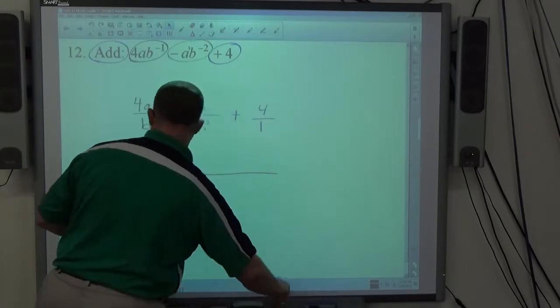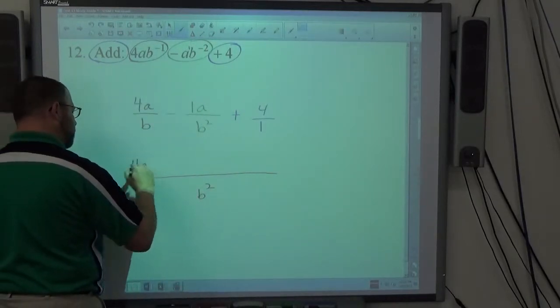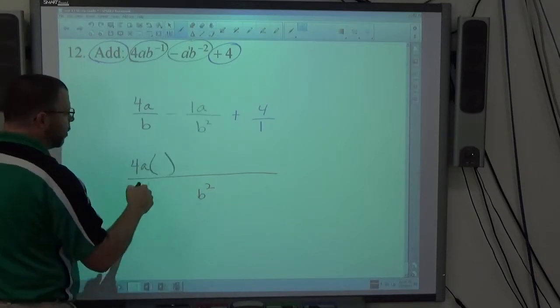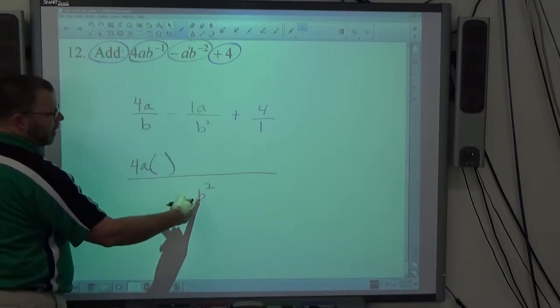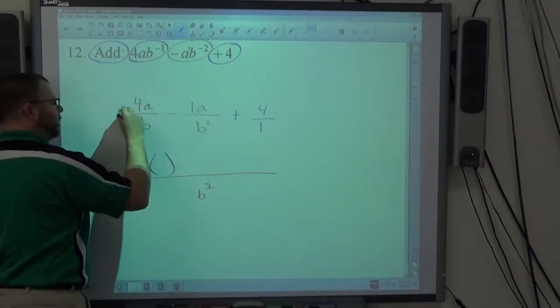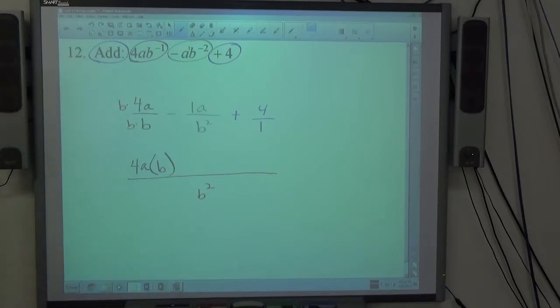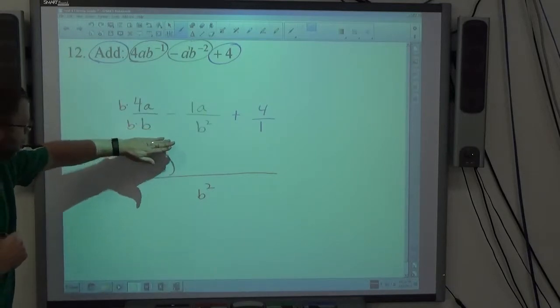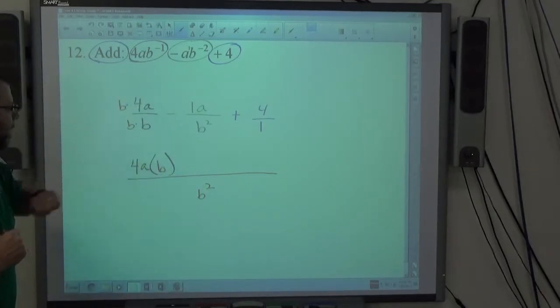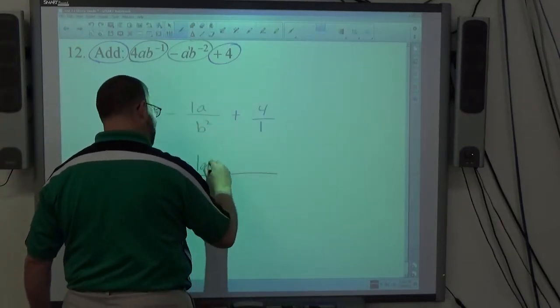Alright, so if we take a look at each of our objects, starting off with 4a over b. 4a is what we had on top. We have to ask ourselves, what did I multiply to get b squared? For this one, times b is going to be the change there. Whatever makes the bottom what we want it to be is what we need to multiply the top by. Second fraction, minus 1a times, all right?